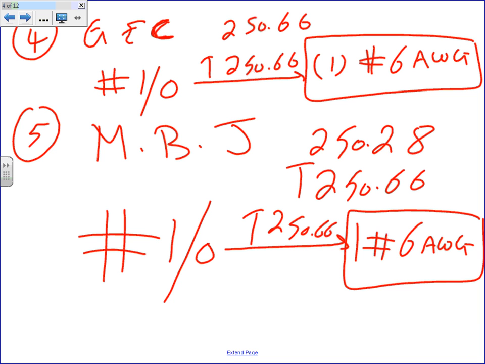In general, they appear to be the same, that's the point. But when it gets larger, when you hit 1100 kcmil, they become different. That 250.28 column will tell you if you go more than 1100 kcmil copper or 1700 kcmil aluminum, then the calculation changes. These two are the same up to a conductor of 1100 kcmil. After that, they start diverging.